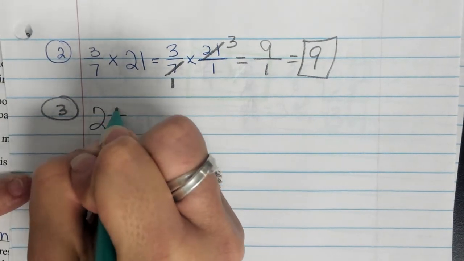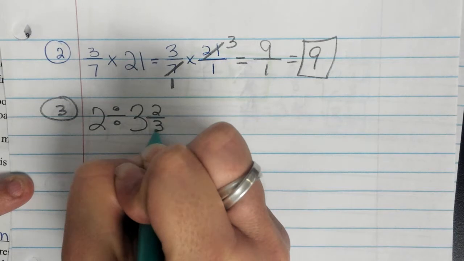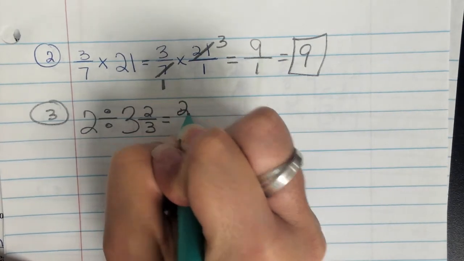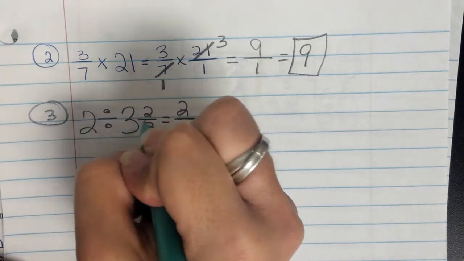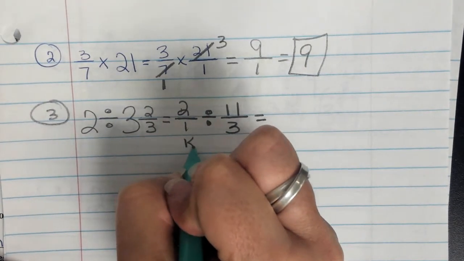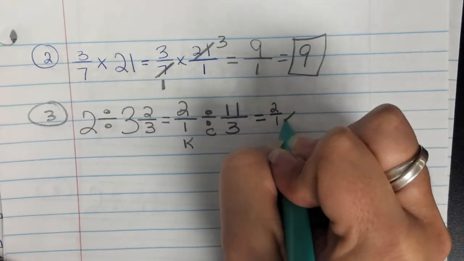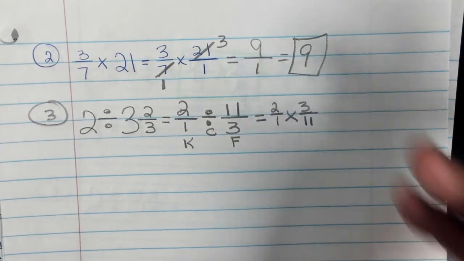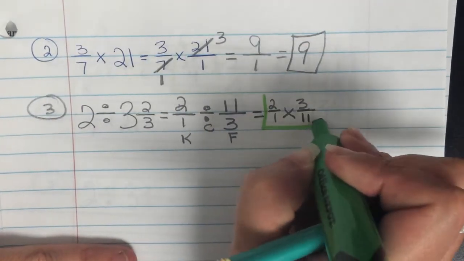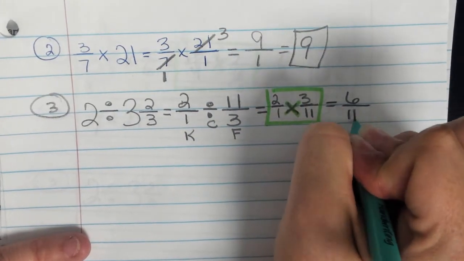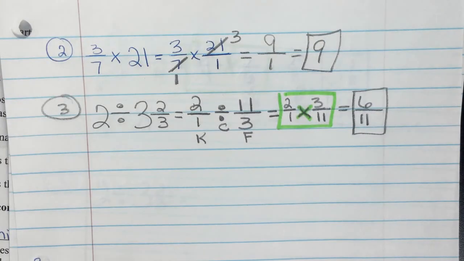Number 3, 2 divided by 3 and 2 thirds. Okay, so 2 over 1 divided by 11 thirds. Since it's division, keep 2 once, change to multiply, and flip it over to 3/11. Okay, this is where we could cross simplify. Does anything simplify? Nope. So this one is just 6/11. And it doesn't simplify. So some are that easy. It's just some take different steps.